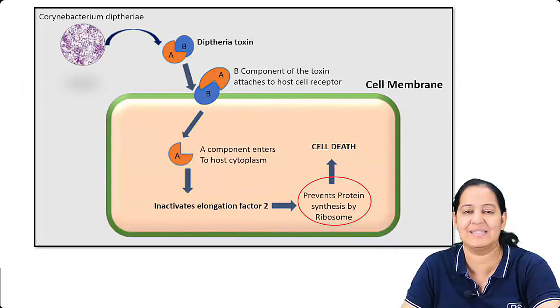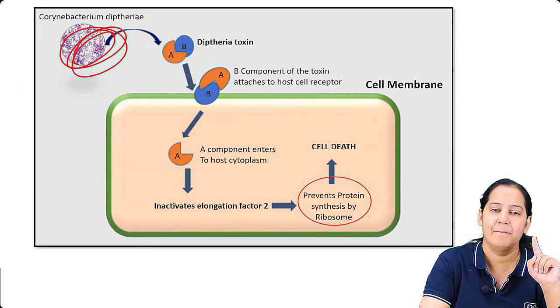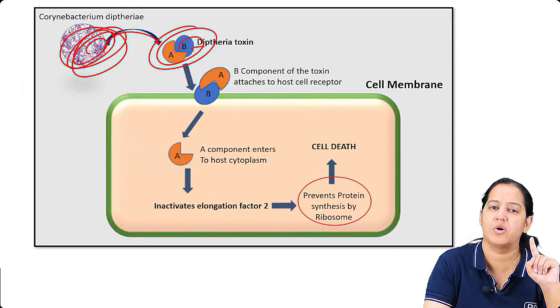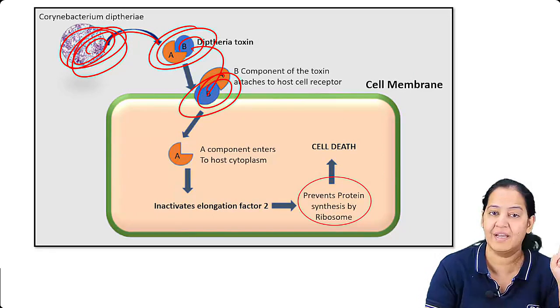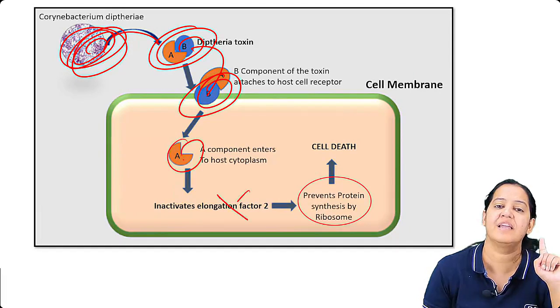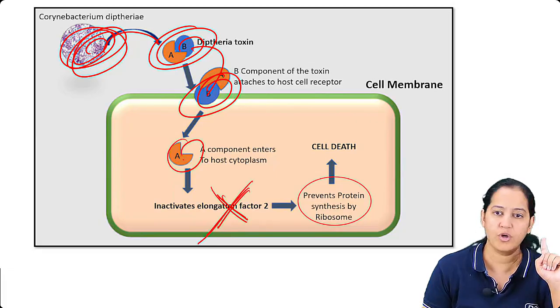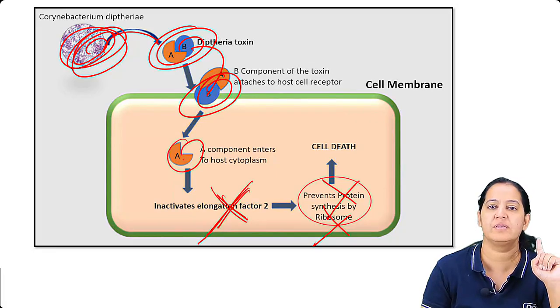है ना? You can see this is bacteria. Bacteria is secreting the toxin. Toxin is going inside the cell, not bacteria. Toxin after going inside the cell inhibiting elongation factor 2. No elongation factor 2, no ribosome, no protein synthesis, cell will die.